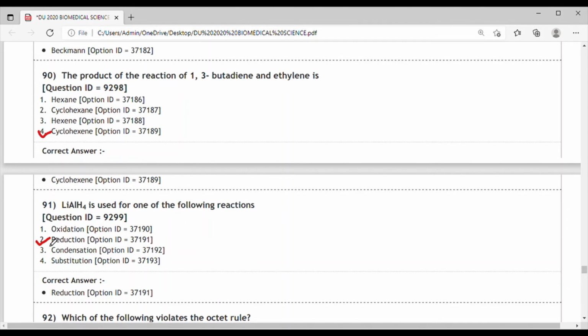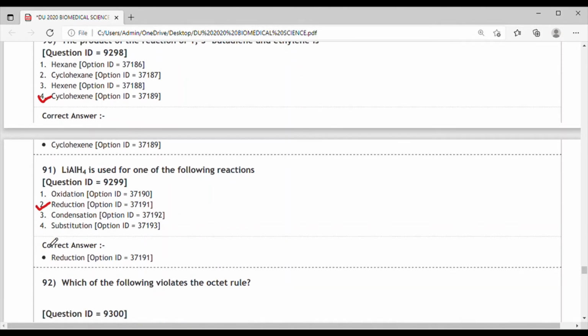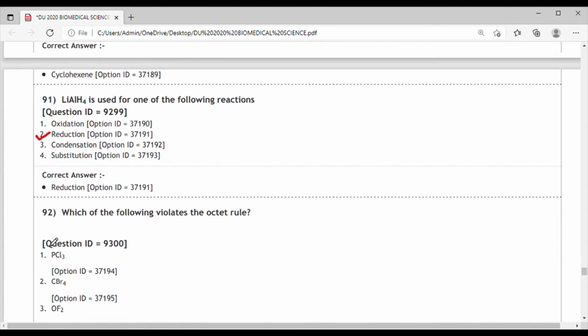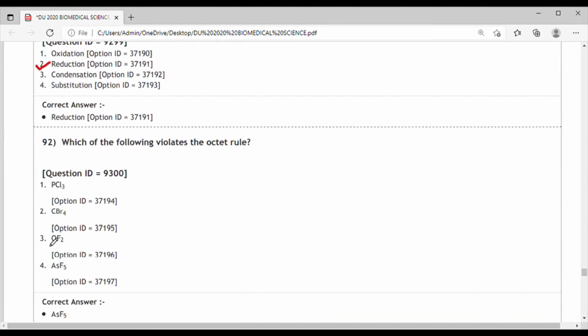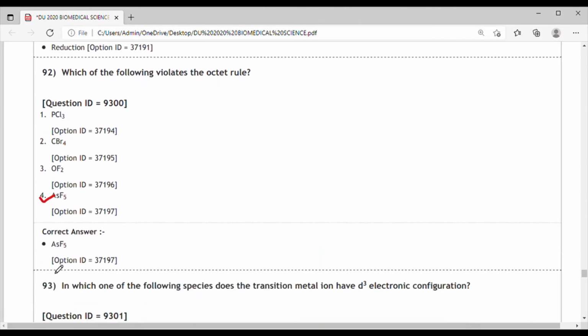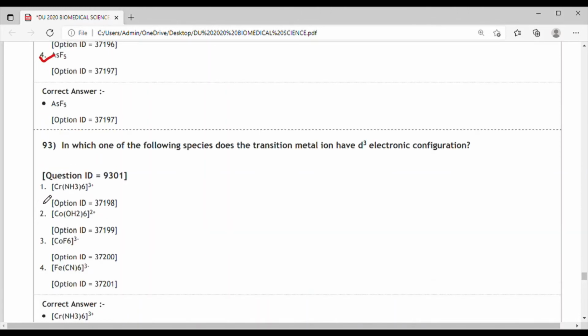Next question, question 92. Which of the following violates the octet rule? PCl3, CBr4, OF2 or AsF5? The correct answer for this is AsF5. This violates the octet rule. Next question, question 93. In which of the following species does the transition metal ion have the d3 electronic configuration? The correct answer for this is option 1.